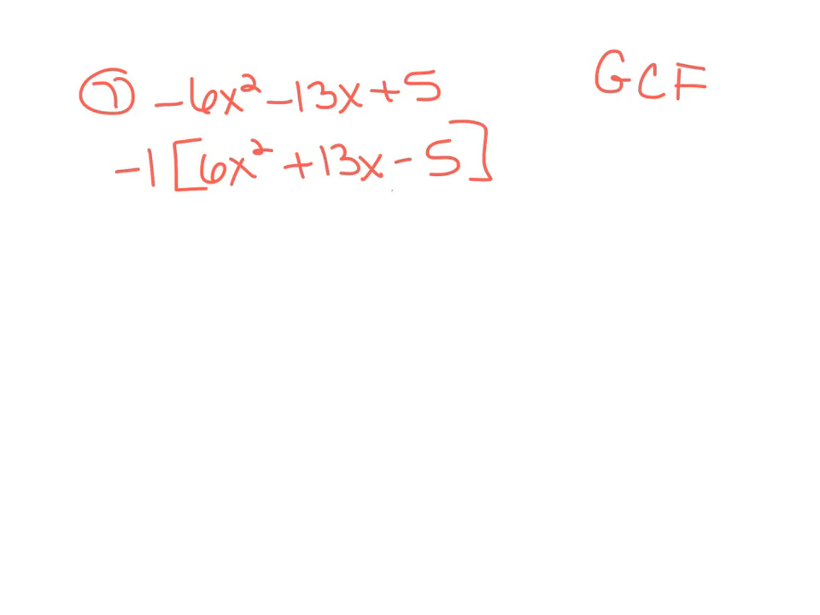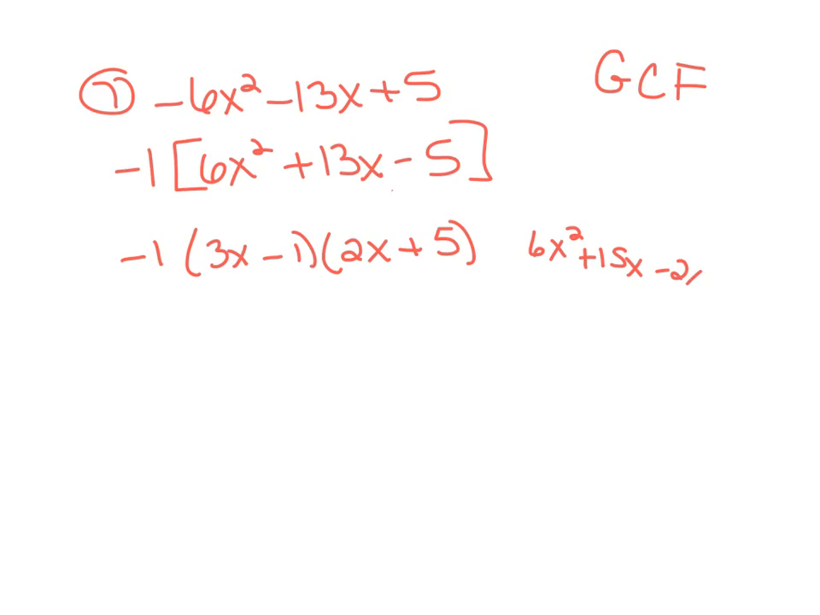Hit pause. See what you can do. All right, so here's what you should have come up with. -1 times 3x minus 1, 2x plus 5. Foil it back out really quickly. Just make sure: 6x squared plus 15x minus 2x minus 5. Okay, 13x minus 5, we're good. Check.